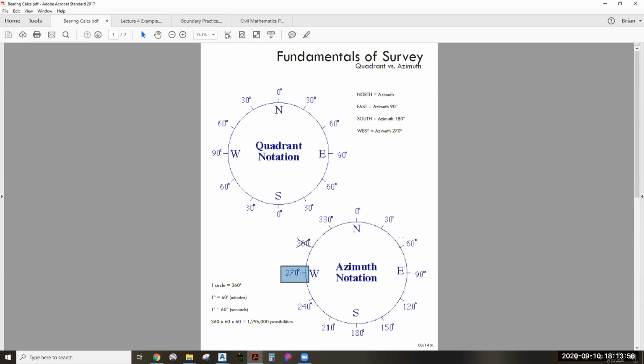It always goes in a clockwise rotation, okay? We only have azimuth 0 through 359.9999999, okay? Essentially, azimuth 0 is the same as azimuth 360, okay? All right. So if we have a circle, we know a circle equals 360 degrees, okay?